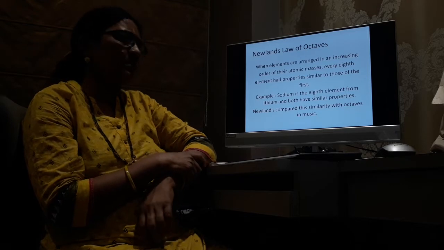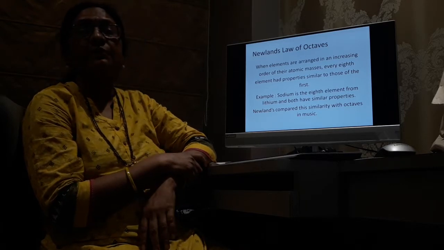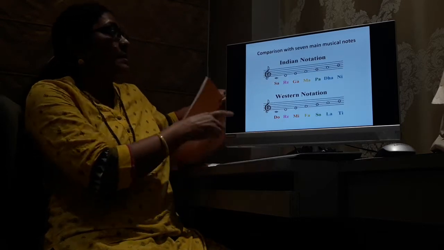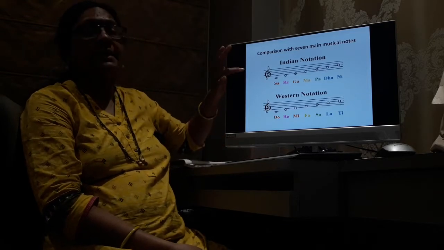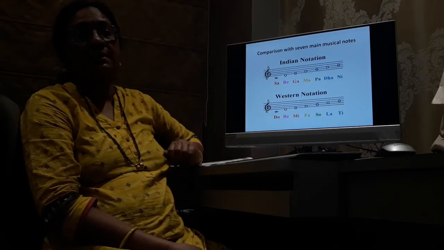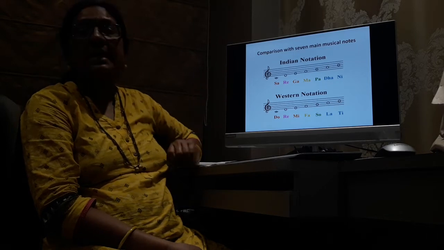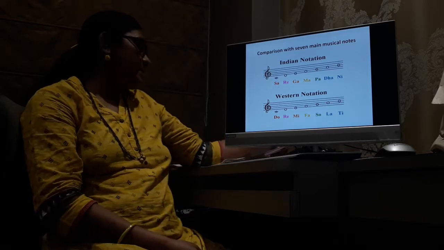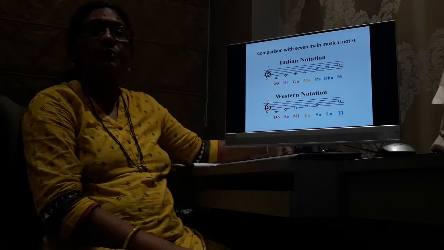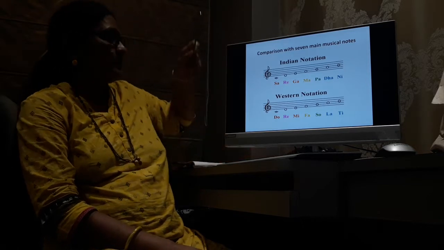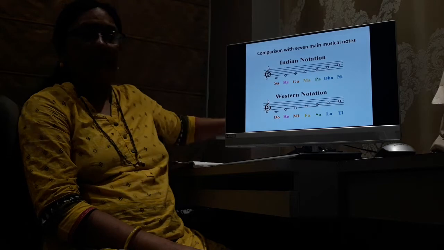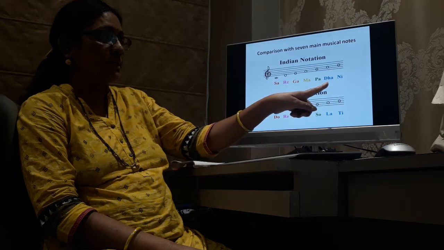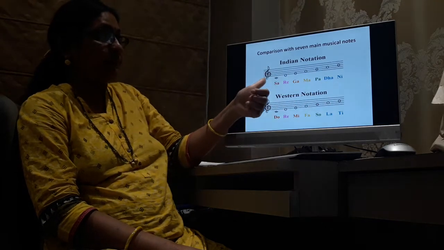Now his theory was also compared with the octaves of music. Let us see how. Comparison with 7 main musical notes. Now we have got two notations here, one is the Indian notation and one is the Western notation. In the Indian music system, there are 7 main notes. What are they? It is Sa, Re, Ga, Ma, Pa, Dha, Ni. And we again come back to Sa.